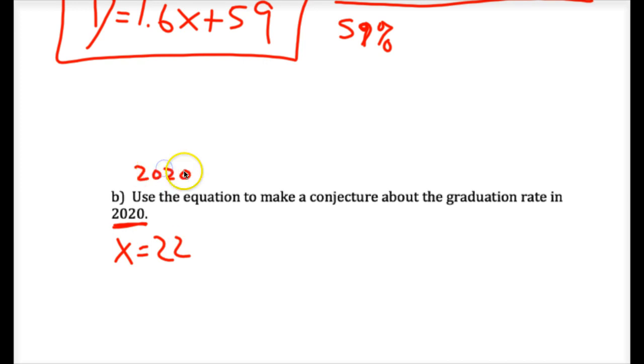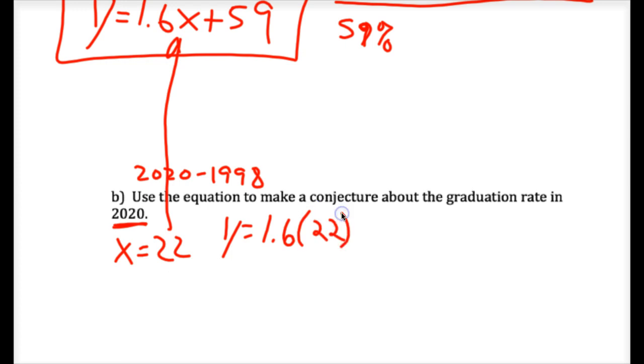And some people you subtract them, guys, to get that. If 0 is 1998, 2020 would be 2020 minus 1998. So take 22, plug it in for X. Use your calculator. Let's figure this out. Y equals 1.6 times 22 plus 59. Angie, what's the graduation rate in 2020? 96.4%. Somebody verify that. Verified. 96.4. Yeah, I'll buy that.